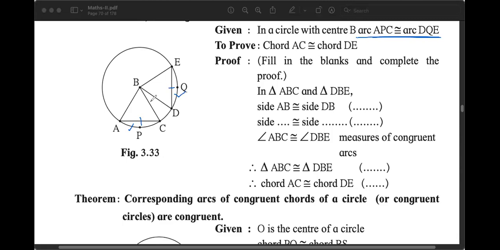And this can be proved by congruence of triangles that we studied last year. SAS, SSS, ASA, AAS, HS, all the tests. So if you look at triangle ABC and triangle DBE, the triangles formed by the chords and the radii, AB is congruent to DB. ये कहाँ है AB? AB and DB. Why are they congruent? They are the radii of same circle.